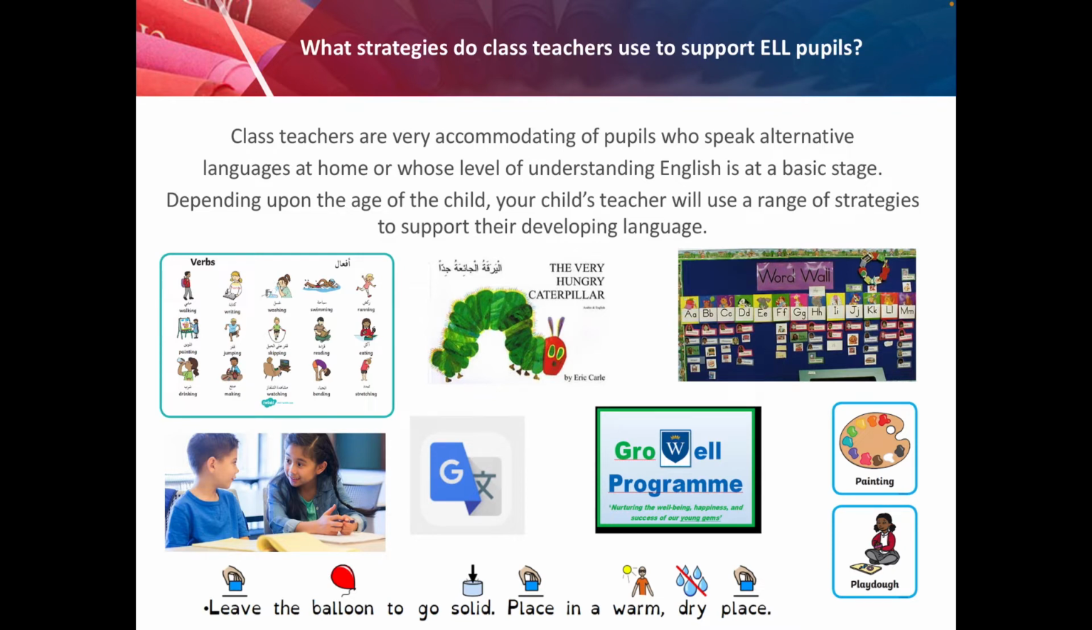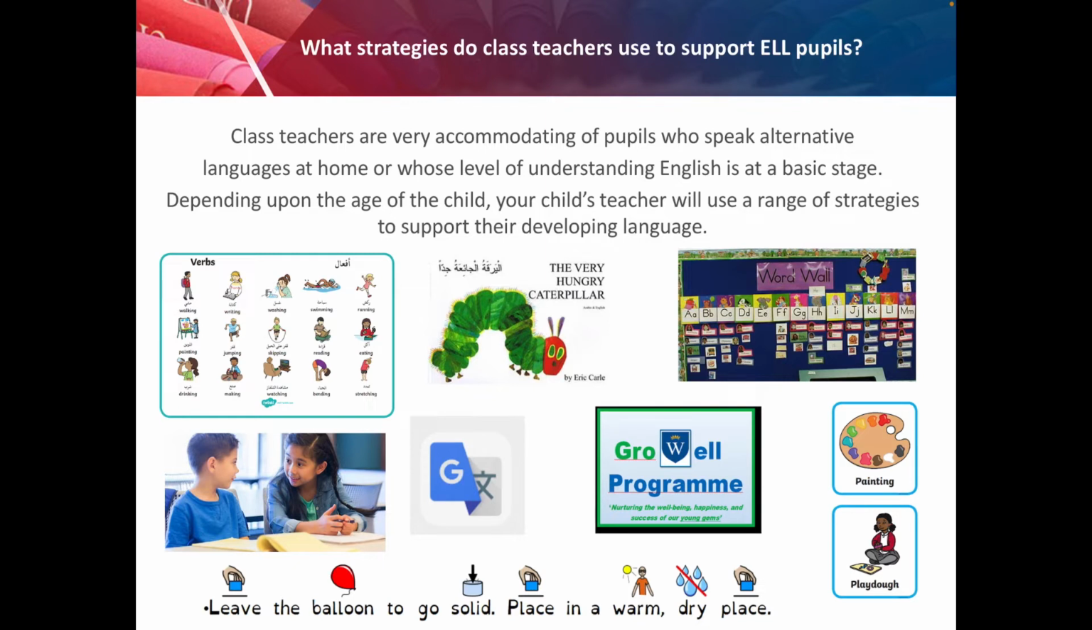We also use that quite well in our talk for writing when we're doing story mapping, and that's encouraged right down in Key Stage 1. They do it quite often, so it's a really great way to build vocabulary and language and support with writing for ELL children, or all children, all of our students.